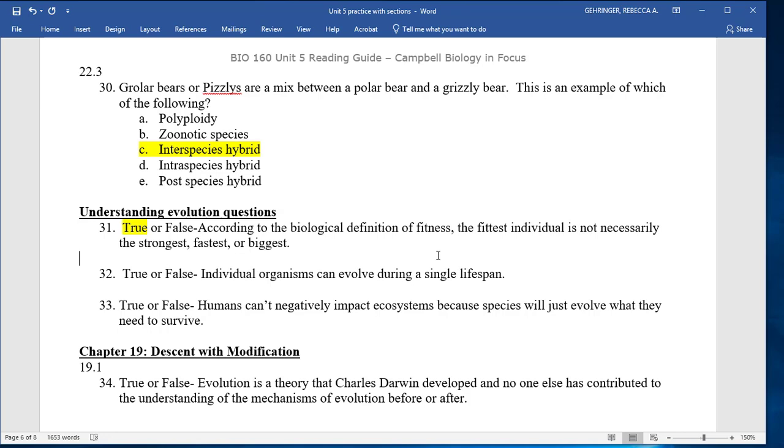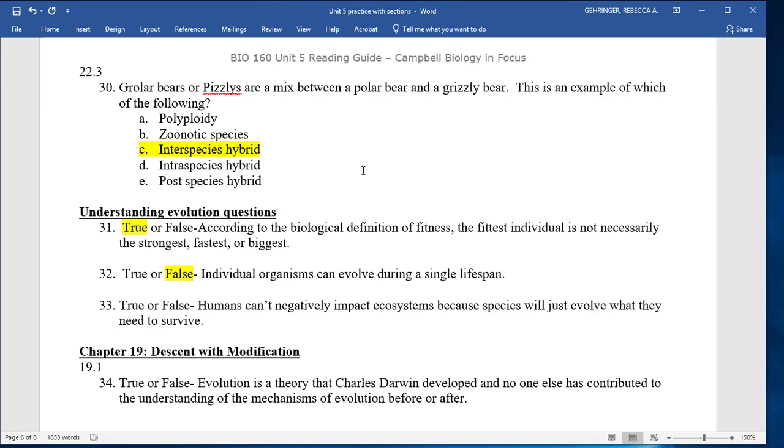32, true or false, individual organisms can evolve during a single lifespan. That's false. What does evolve? A population evolves. So it's not individuals that evolve, it's a population that evolves because it's a change in proportion of alleles from one generation to the next.